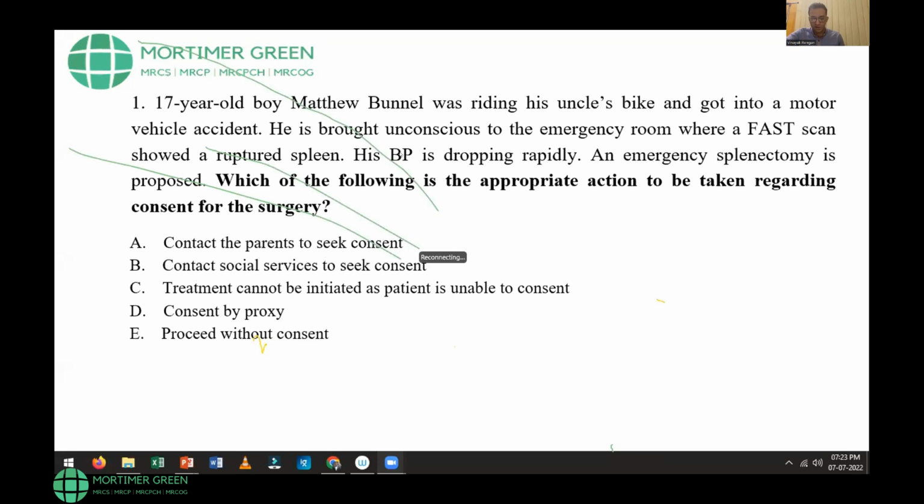Guys, I would request you not to annotate. Somebody is annotating. So consent.